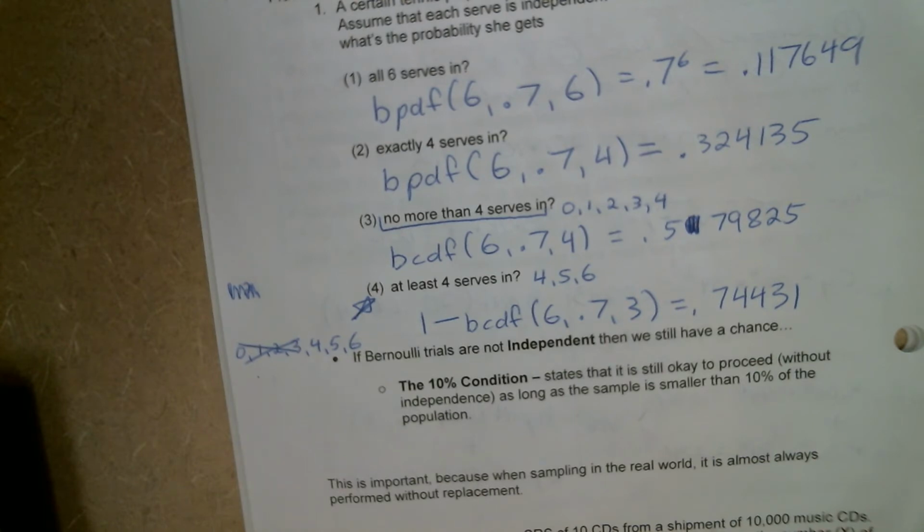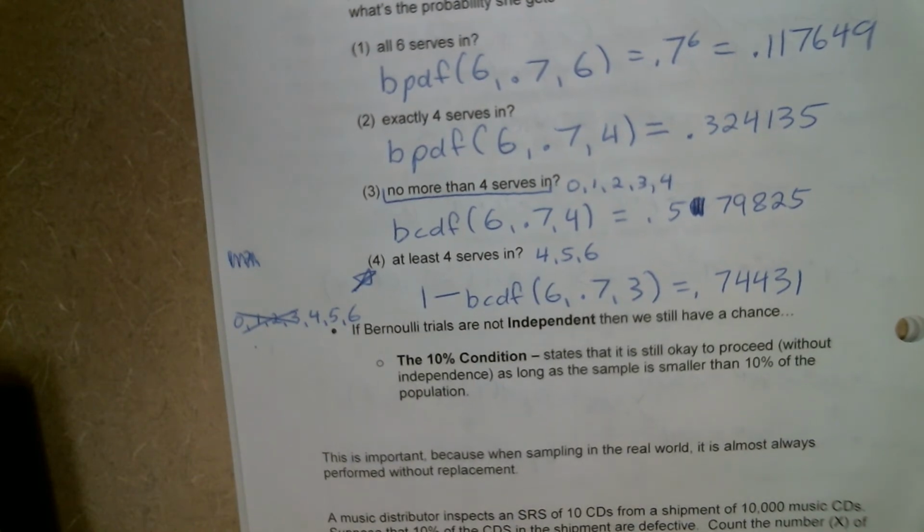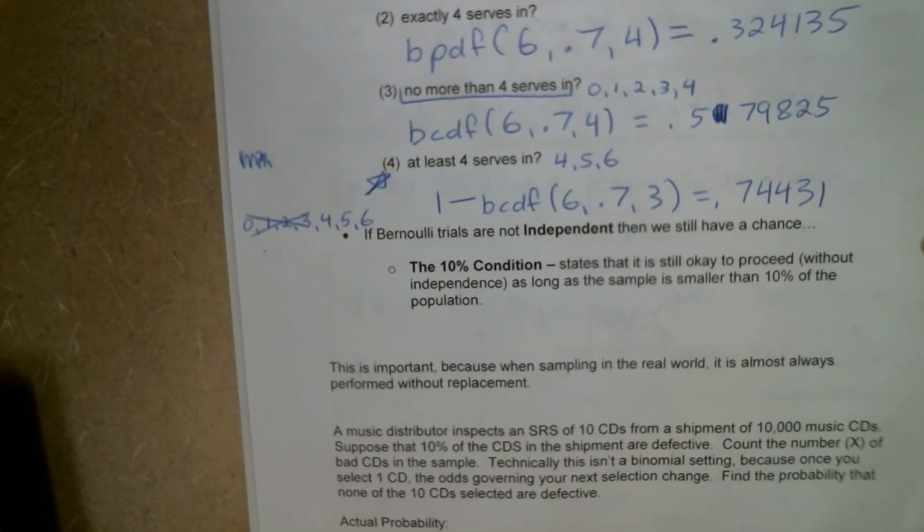Now, I said at the very beginning that when it came to Bernoulli trials, there was a little flexibility on the whole independence issue. Here's where that flexibility comes in. It's called the 10% condition, which states that it's still okay to proceed without independence as long as the sample is smaller than 10% of the population. And this is important because when sampling in the real world, it's almost always performed without replacement.